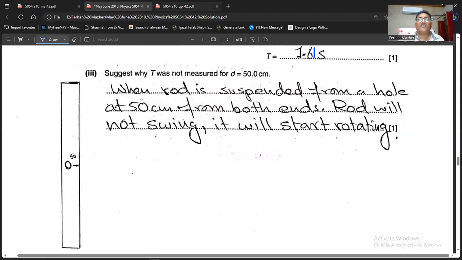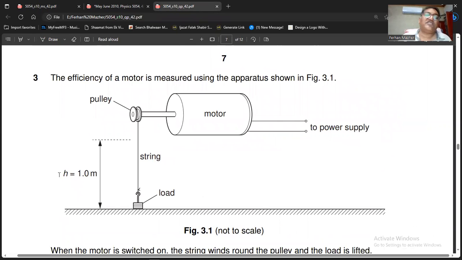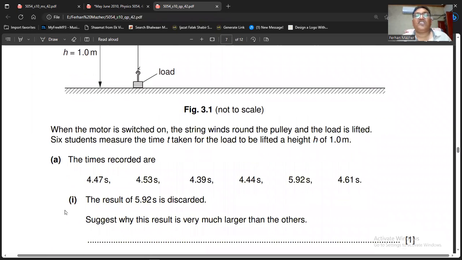Okay, this is my answer. Here we have question number 3. It says the efficiency of a motor is measured using the apparatus shown in figure 3.1. So here we have the load, the string, the pulley, the motor, and the power supply, and we are going to lift this load up to a height of 1 meter. When the motor is switched on, the string winds around the pulley and the load is lifted.